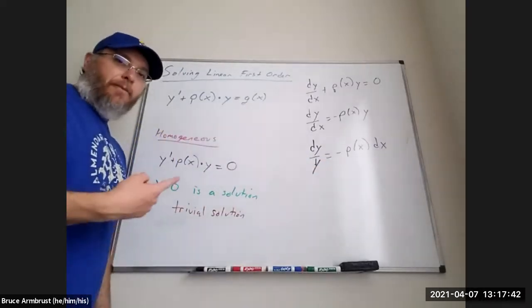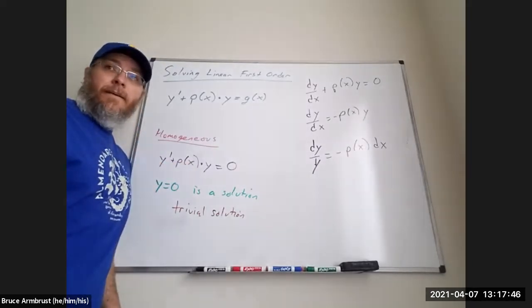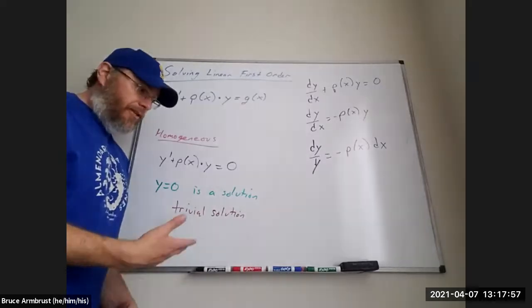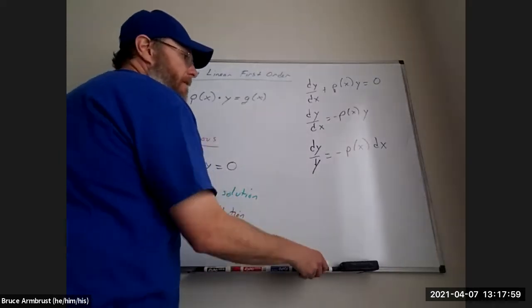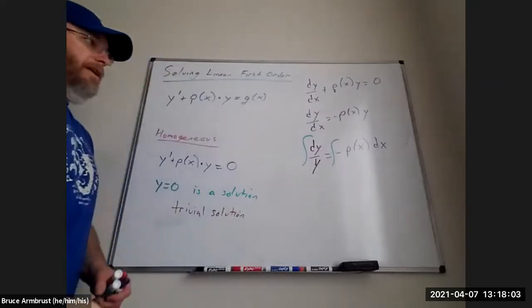So does anybody remember why this is useful? Like why we do this? Is it so we can integrate? Yeah, because now we can integrate. We have just y's on the one side and just x's on the other. So let's integrate this thing.